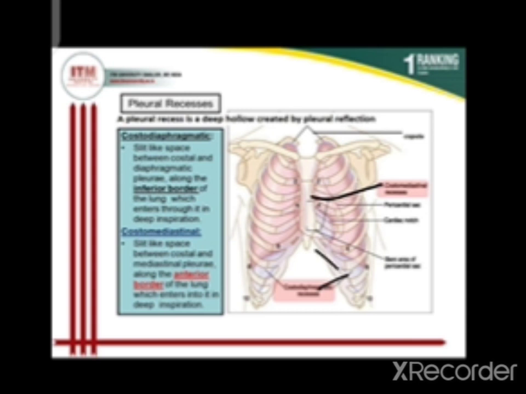Okay, this is the bare area of the pericardial sac. Then there is the cardiac notch here on the lung. Fine. And the cupula, the cervical pleura. Fine. So these are the various structures.